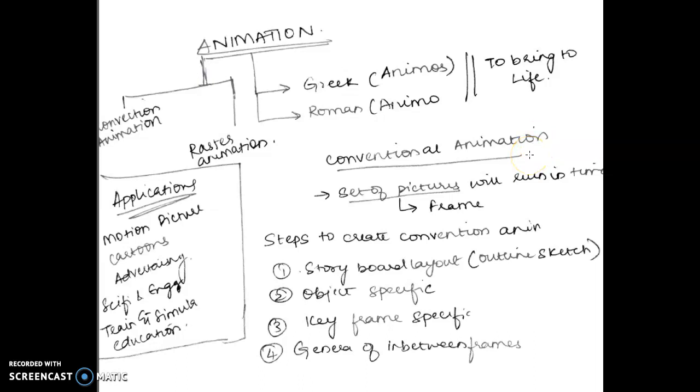What is happening in conventional animation is a set of pictures that will run in time. This set of pictures is known as a frame. So what happens step by step in the creation of conventional animation, we will see. The first is storyboard layout. The second one is object specification. Third is keyframe specification. And the fourth is generation of in-between frames.